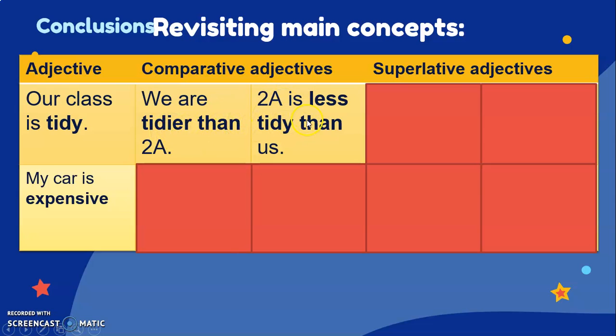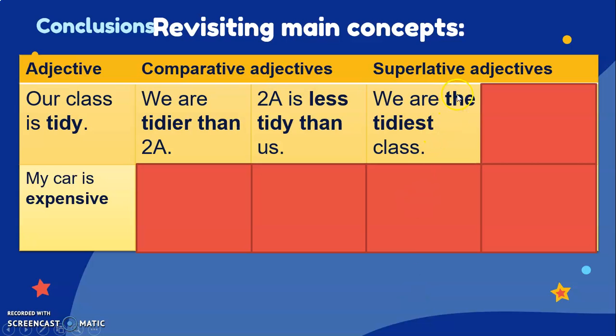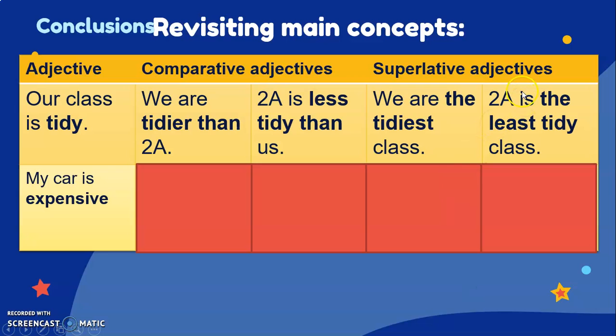Mind you, remember in this case, because we already are using the word less, we don't need to change tidy into tidier anymore. There's no point. Please don't use comparative twice. Superlative, 3 things. We are the tidiest class in the form. 2A is the least tidy class in the form.